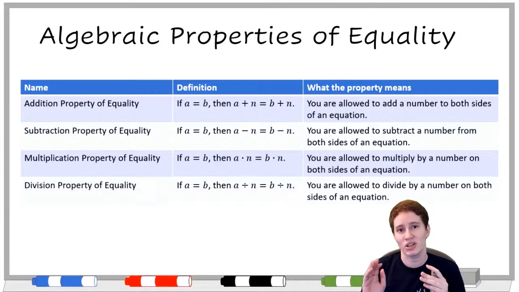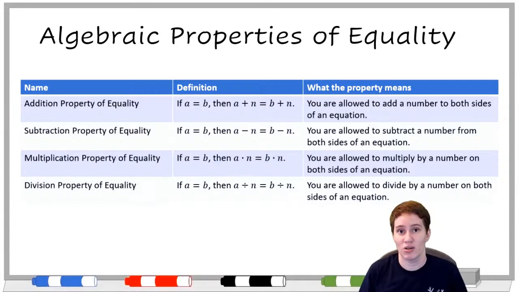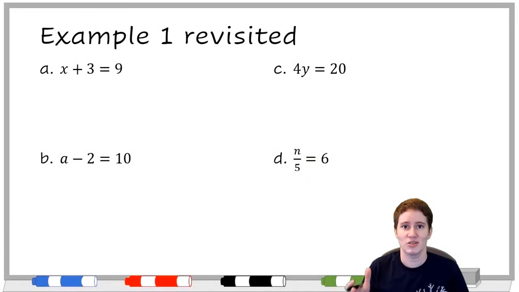So now that we've talked about this, we're going to go back to that example and think about how we can use these properties to solve instead of just using mental math. Those algebraic properties of equality can help us here by helping us figure out a way to actually isolate the variable. That's a word that we use a lot in math. We want to isolate or solve for the variable. We want to get it by itself on the side of the equation it's on.